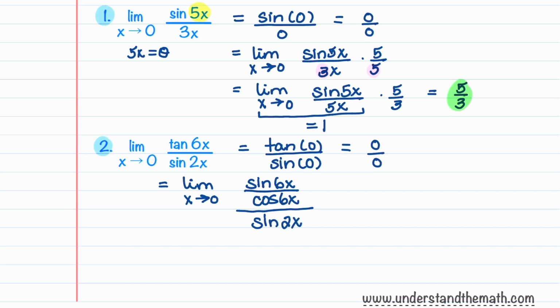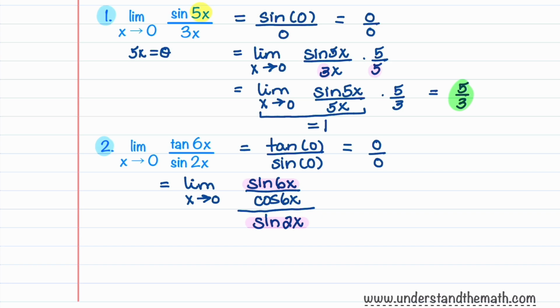Now you can see that we have a sine 6x on top and a sine 2x in the denominator. To evaluate these limits, we need to divide sine 6x by 6x, and we need to divide sine 2x by 2x. So what we're going to do in our numerator is multiply this by 6x divided by 6x, and then in the denominator, we're going to multiply by 2x over 2x. Let's see what this gives us.